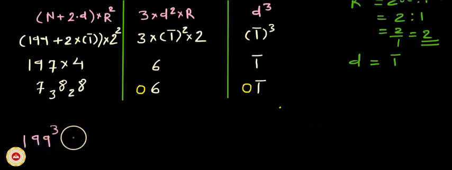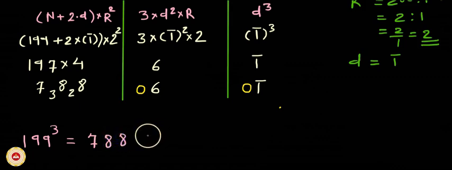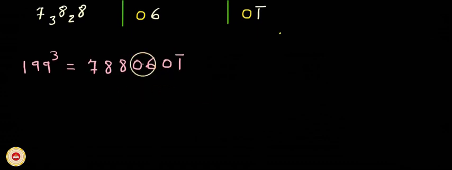199 cube is equal to, what is left part? 788. What is middle part? 06. What is right part? 0 -1. It means, friends, we have got our answer in the form of vinculum number. So let us convert it in normal form.